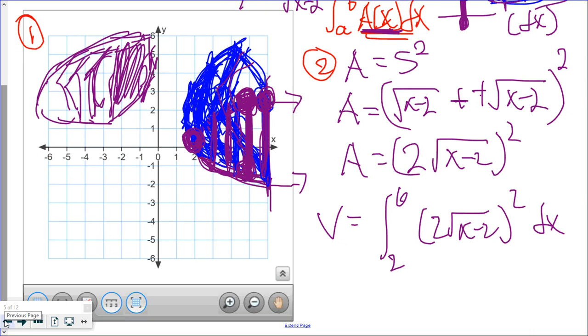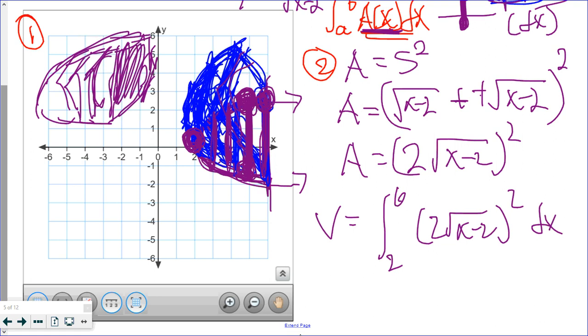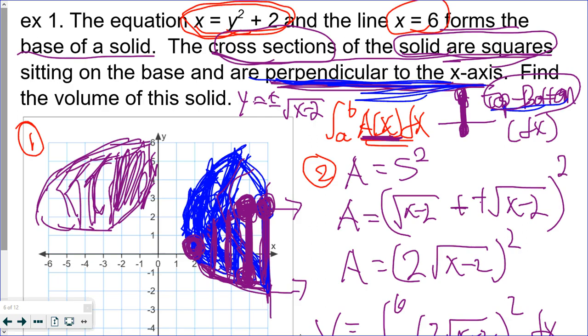Okay, so let's integrate this a little bit. I'm going to have to select it and move it to the other page. Okay, so we're going to integrate it.